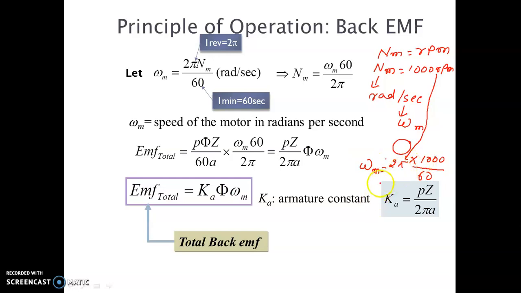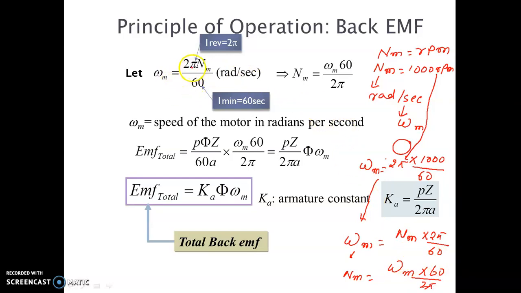What does it mean? If you want omega m, you have to take Nm, multiply it by 2 pi and divide it by 60. Here Nm is 1000, so what I have done is multiplied by 2 pi and divided by 60. So I get omega m like this. If the speed is given in omega m, then Nm will be omega m multiplied by 60 divided by 2 pi. This relation is given here also.